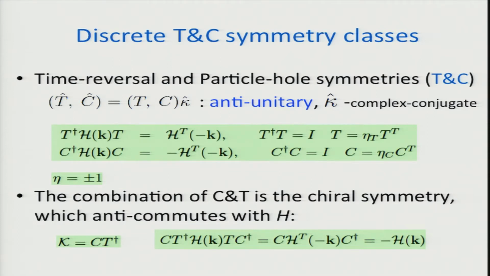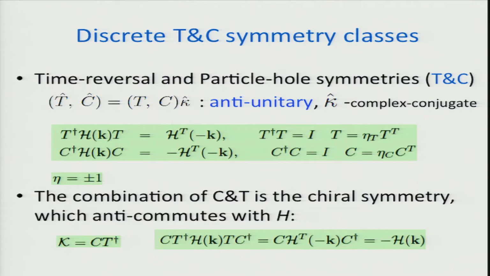Okay, then particle-hole symmetry will also have 3. So 3 times 3, we have 9 classes. Then in addition to this, you can find that the combination of C and T, okay, will also give you the same unitary, because both are anti-unitary, so C and T give a unitary.